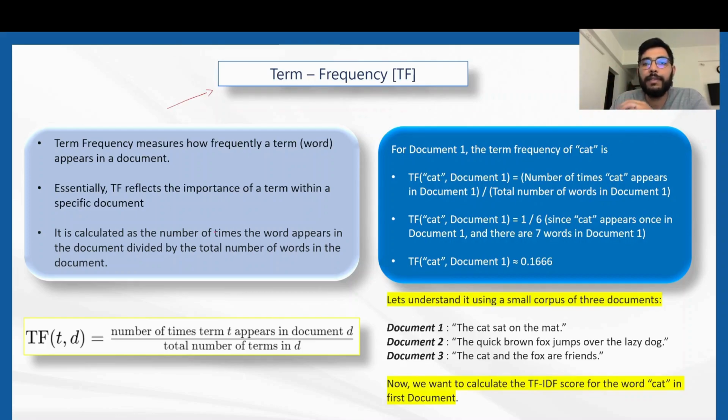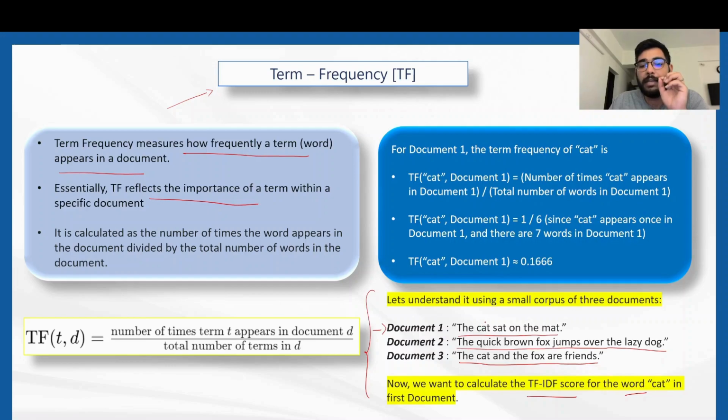So term frequency, as we have already discussed, is a measure of how frequently a word or a term appears in the document. It also reflects the importance of that particular term in that specific document. Let's understand this using a use case where we have a corpus containing 3 documents. Document 1: the cat sat on the mat. Document 2: the quick brown fox jumps over the lazy dog. The third document: the cat and the fox are friends. Our objective is to find the TF-IDF score for the word cat in the first document.